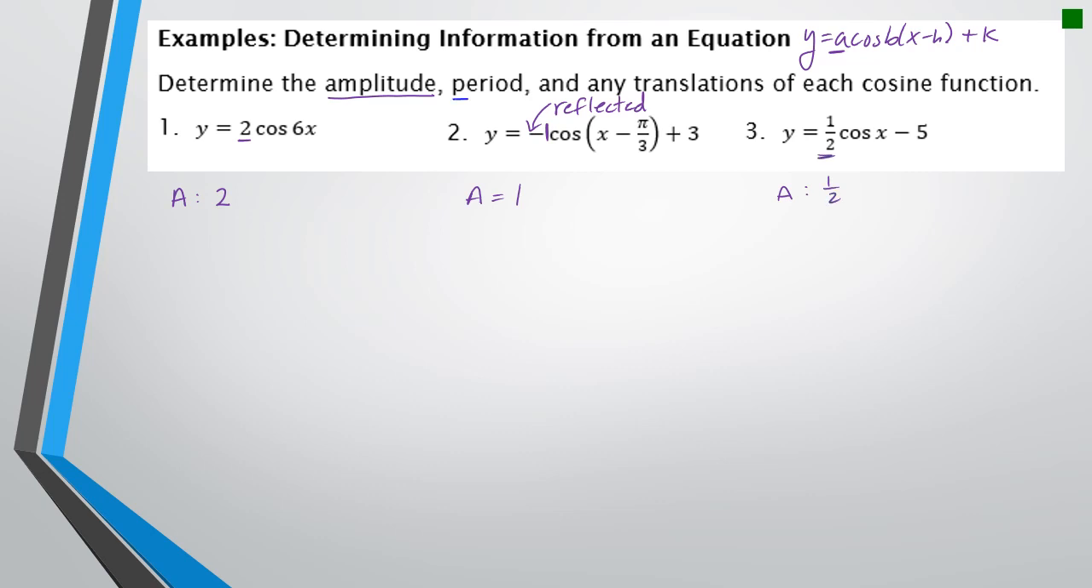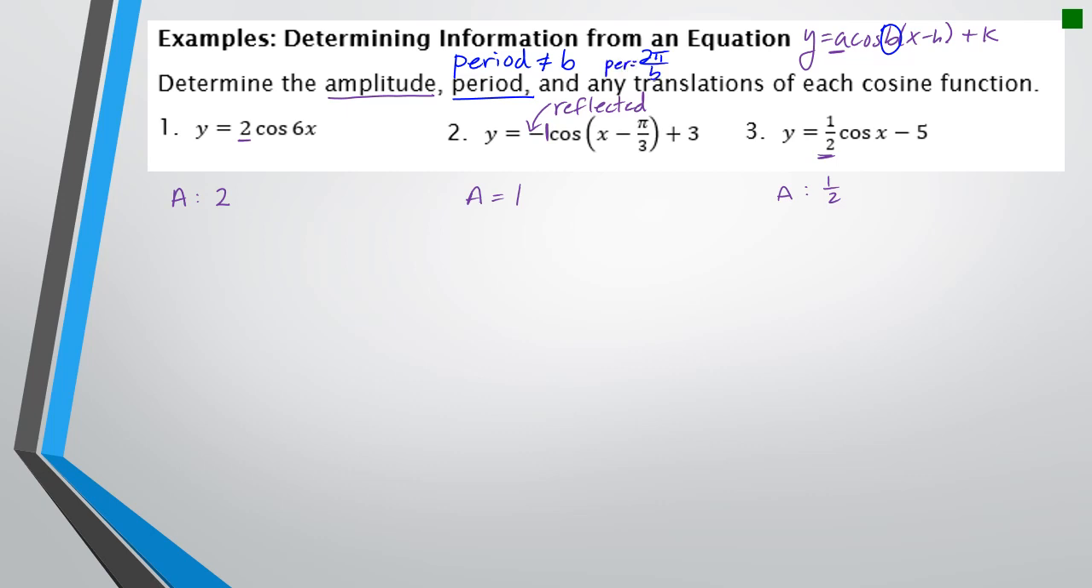The next thing we're going to take a look at is period. Now, one thing I want to emphasize is that period is not equal to your B value. The B value is what you're going to get out of your equation. That's the number that's in between cosine and x. That is not immediately your answer for period. You have to plug it into the formula 2 pi over B to get period.